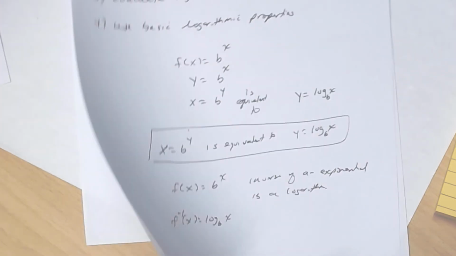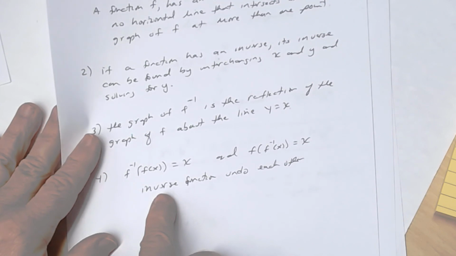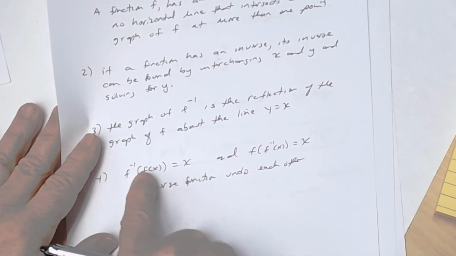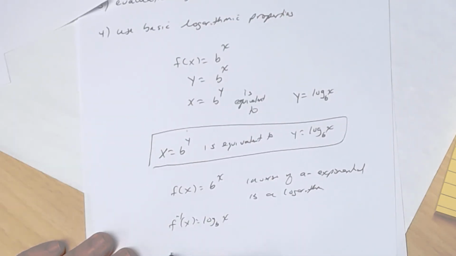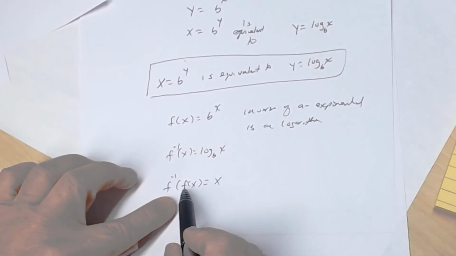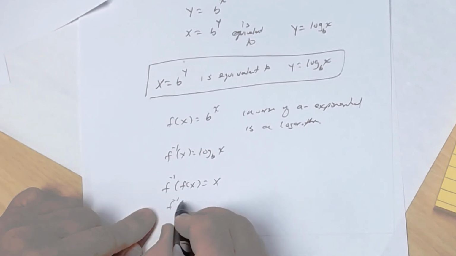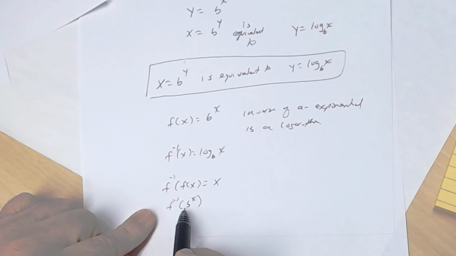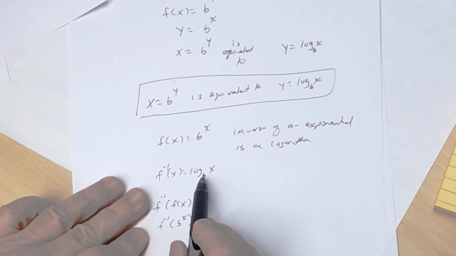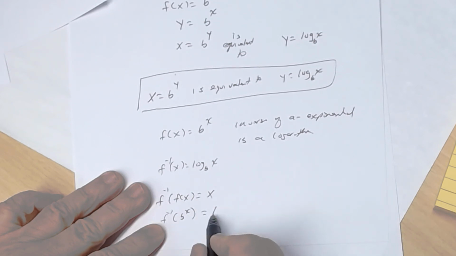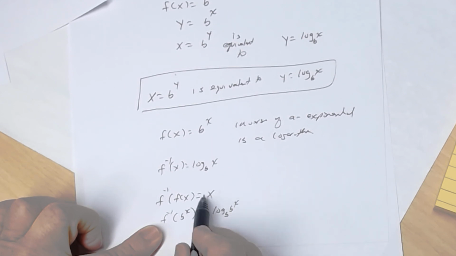What we learned in a previous section, when we talked about inverses, was that inverse functions undo each other. That means f inverse of f of x is equal to x. And f of x in this case is b to the x, so I'm going to replace it with b to the x. That becomes f inverse of b to the x. I go to my inverse function, and wherever I see x, I replace it with b to the x. So this becomes log base b of b to the x. And we know that inverse functions undo each other, so you get x back.